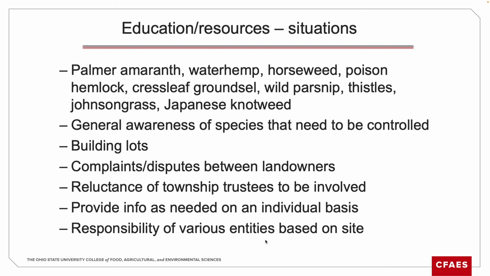What type of situations are our county educators providing education and resources for? A lot of it's been Palmer amaranth, water hemp, horseweed, mare's tail, poison hemlock, crestleaf groundsel, some of the main things that are really evident and we know cause problems with crops or with livestock, human health. General awareness of species that need to be controlled, and that's their education. In building lot areas, trying to resolve complaints or disputes between landowners.